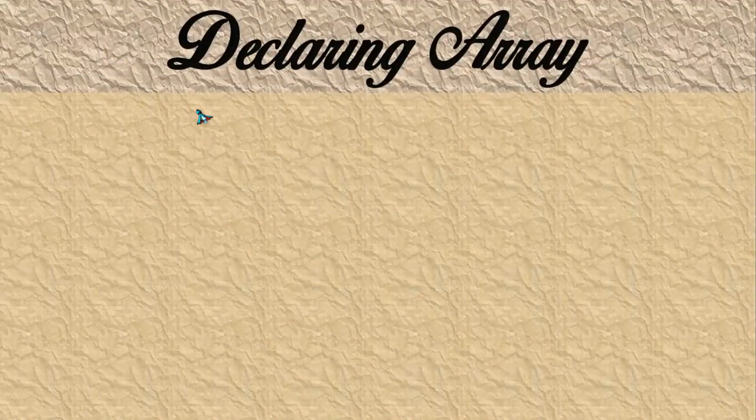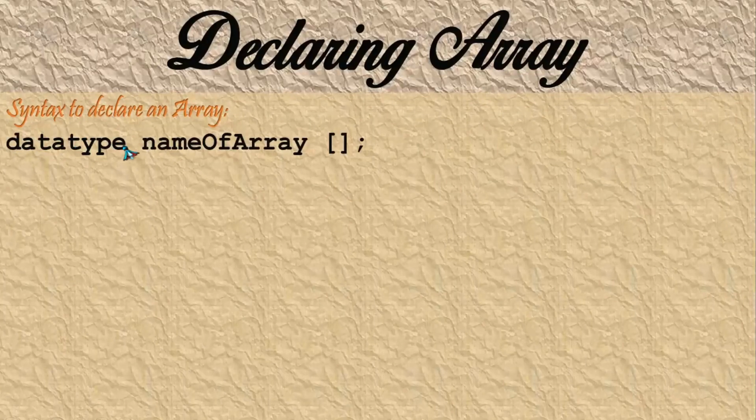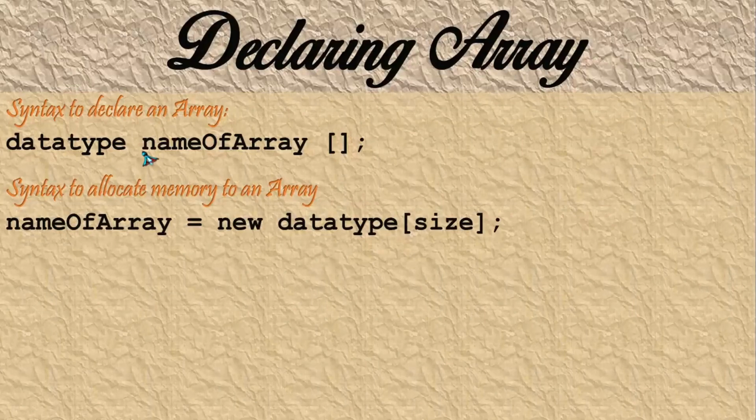Let us learn how to create an array. We have two steps to declare an array. First, we give data type and then name of the array and then the array symbol, and we terminate. If it is an ordinary variable, then we won't have this array symbol. This is the only difference to declare an array and an ordinary variable. This will create only the array. To allocate the memory for that array, we have the next step. That is name of the array, equal to, the new keyword, one space, and then the data type, the same data type which we have given here, and then the size of the array is given. The size of the array means how many elements we are going to store in that particular array. That is also called length of that array.